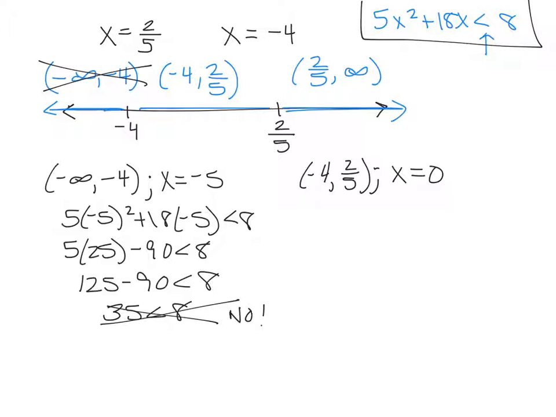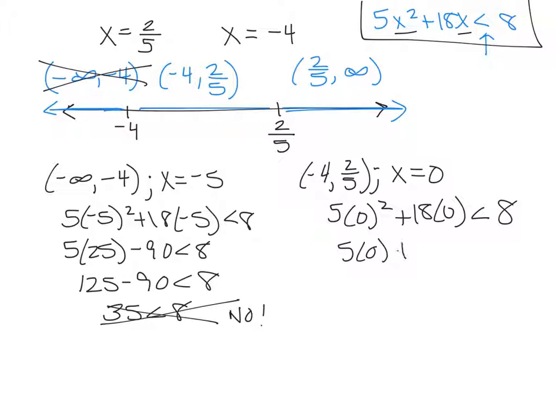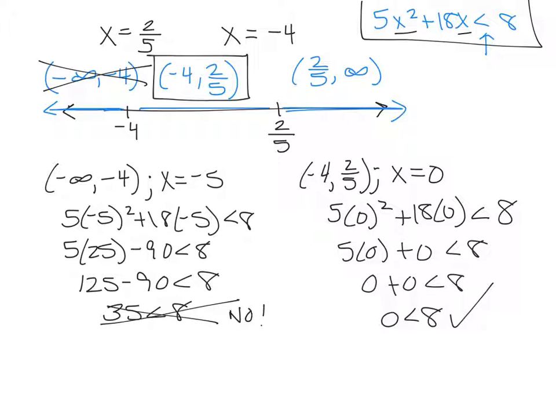Now I'm going to go to the next interval, which is negative 4 to 2/5, and I'll choose x equals 0. I just plugged a 0 wherever I saw an x in the original inequality, and when we simplify this, we get 5 times 0 plus 0 is less than 8, which is 0 plus 0, and we have 0 is less than 8. That is a true statement, so that means that negative 4 to 2/5 is a part of our solution.